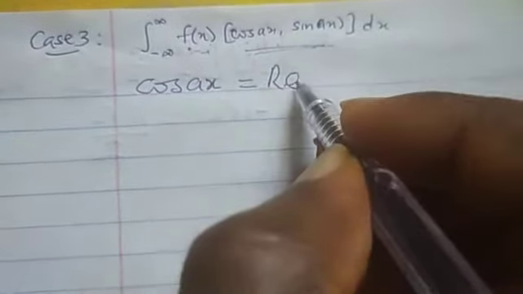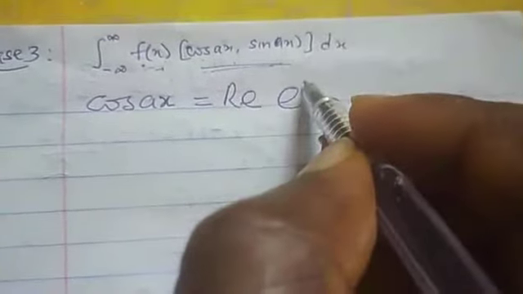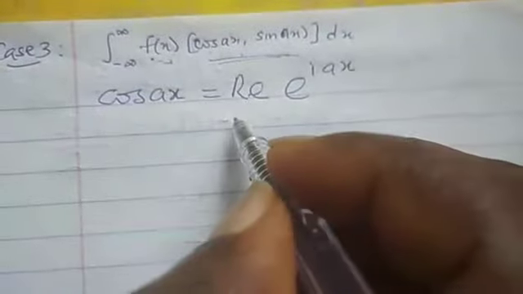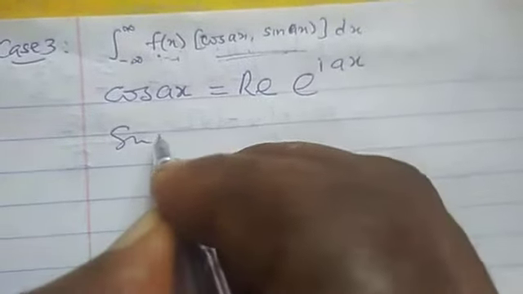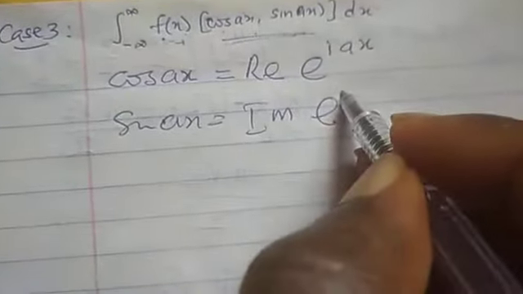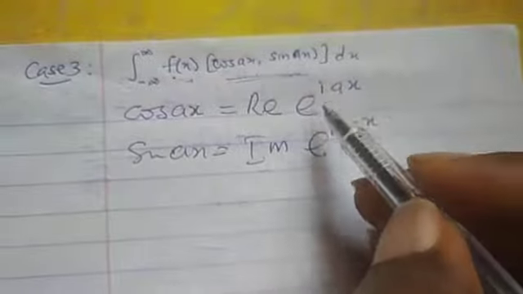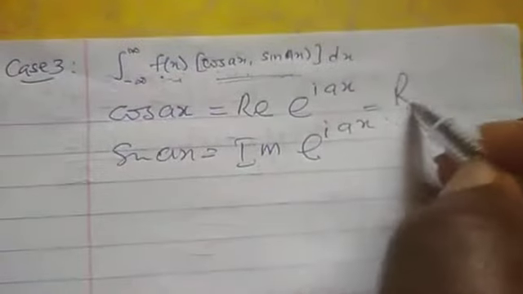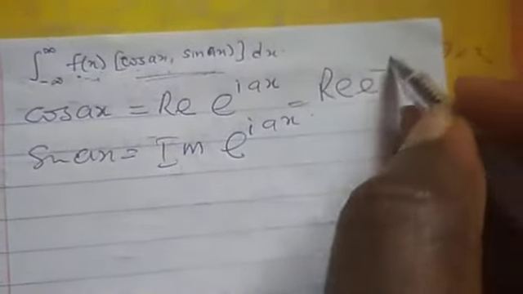So the only thing we need to know is that cos x is the same thing as the real part of exponential i a x. Similarly, sin a x is the same thing as the imaginary part of exponential i a x. In fact, I can put minus there. For this course, I can decide to put minus, it is still the same thing. That is, I can decide to say that it is the real part of exponential minus i a x. That is for this one. So it will still give me the same thing.